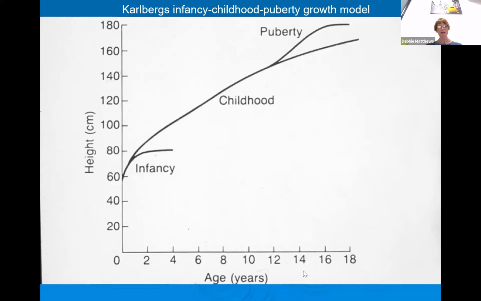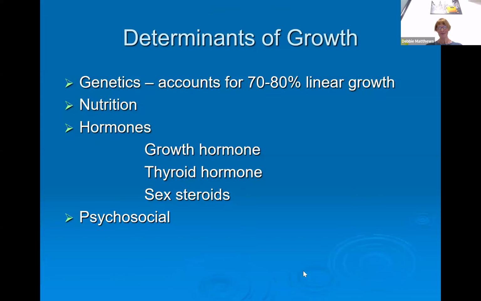And it's the sex steroids that ultimately cause the cessation of growth with fusion of bone, stopping growth. So genetics accounts for 70 to 80% of linear growth. Also important is nutrition, hormones, growth hormone, thyroid hormone, and sex steroids. And finally, psychosocial effects. So individuals who are abused, perhaps emotionally or physically, do not grow as well as their healthy peers.